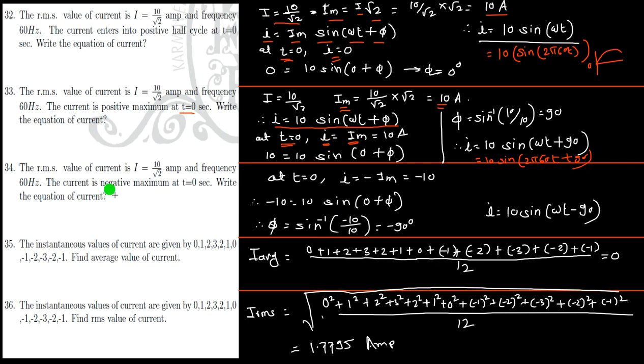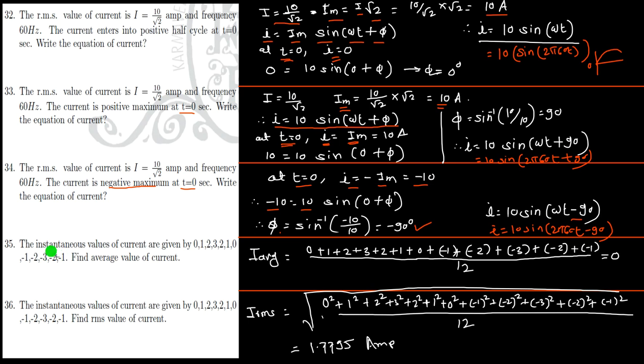Similarly, in this problem the current is given as negative maximum at t = 0. When t = 0, i = −Im, that is −10. So −10 = 10 sin(0 + φ). From this you will get the value of φ as −90°. Hence the equation is 10 sin(2π·60t − 90°).